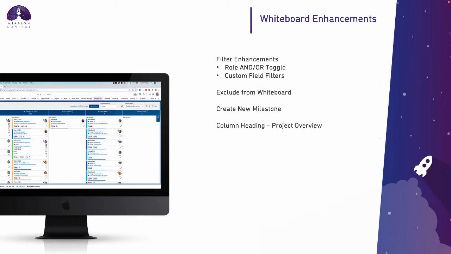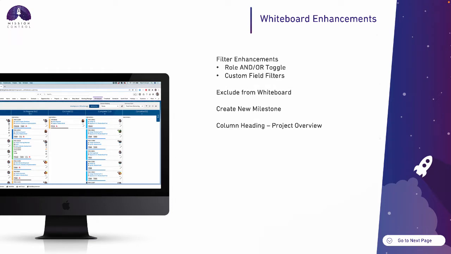In terms of whiteboard enhancements, a couple of filter enhancements there. So we've added in an overall and/or toggle encompassing all of the role filters. So if you're searching for a project owner and action owner, you can choose to be toggling where it would be project owner and action owner or where it was project owner or action owner. So you have flexibility around that. You've also got the ability to apply custom field filters on the whiteboard now as well.